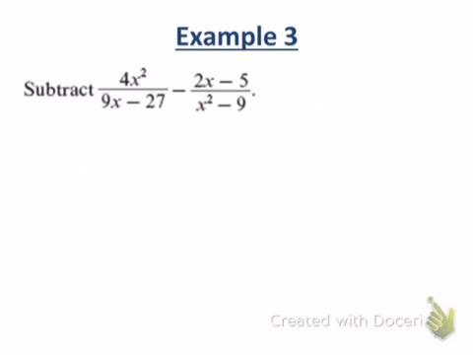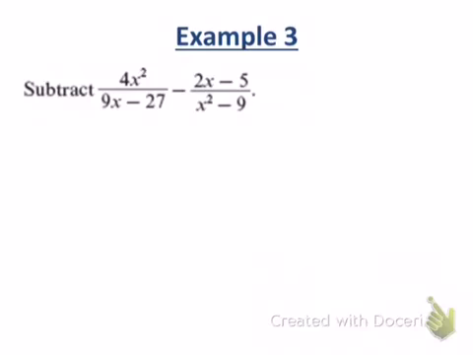4x squared over 9x minus 27 minus 2x minus 5 over x squared minus 9. Now, the minus sign in the middle is a problem, guys. Or it's something that we at least need to pay attention to. Because the fraction bar is a grouping symbol, that negative sign is going to be distributed to the numerator of that second term. But first we need to find out what the common denominator is going to be. So we're going to do that by factoring the denominators.